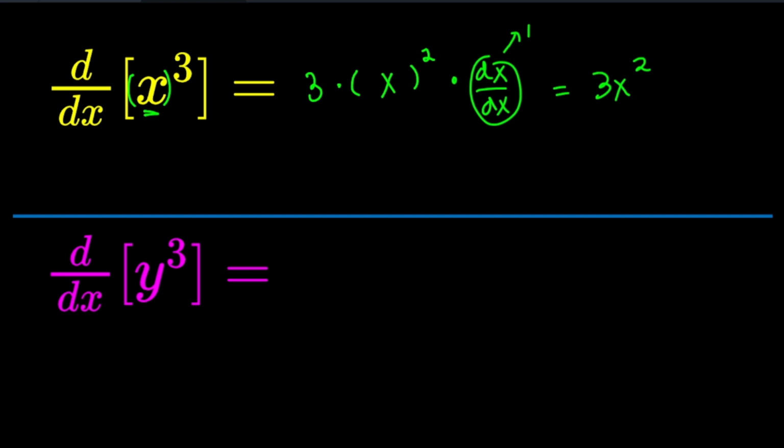But take a look at the example on the bottom. It's the same format of expression. We're taking the derivative with respect to x, but now it's y cubed. Instinctively, many people just say that the derivative of y cubed is 3y squared, and they stop there. But you have to remember to multiply by the derivative of the inside. The thing that was being cubed is y.